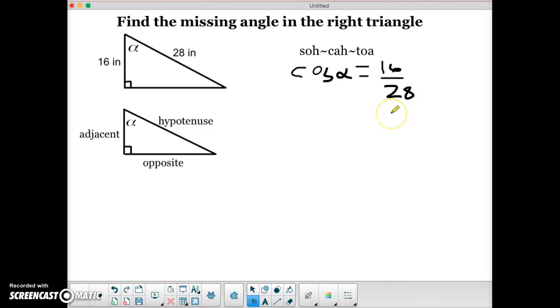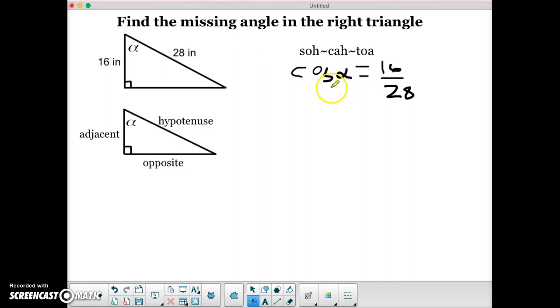Now in math, I undo addition with subtraction. I undo multiplication with division. I undo squaring something by taking the square root of that thing. I can also undo taking the cosine of something by taking the cosine inverse. So in this problem, I want to get alpha all by itself because that's what I'm trying to find.